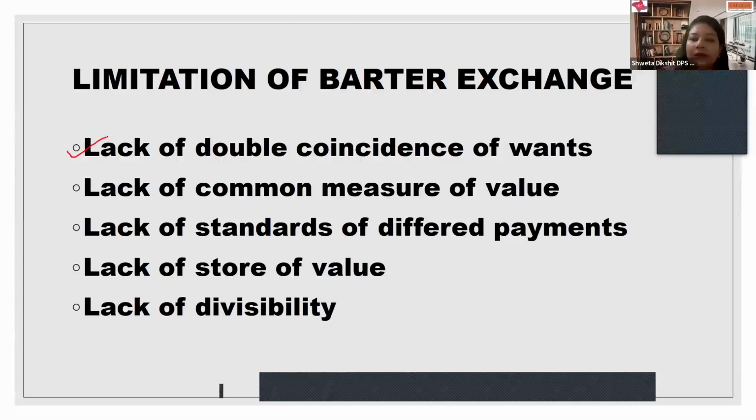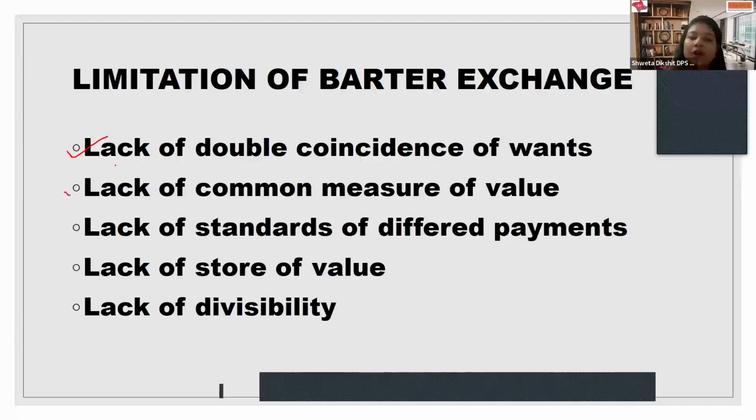It doesn't work out. One may be in the market with something which he wants to exchange with the other one, but the other one is not interested in accepting the same thing he has. Or maybe they both want the same thing, but they are not present in the market at the same time. So there are so many double coincidences required in this exchange, which is not going to work every time. So this is the biggest limitation of the barter system. And especially in today's time, when everything is so high tech and we have time constraints, the barter system is not going to work.